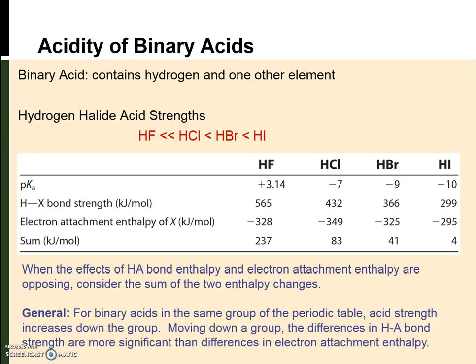And in general, for acids in the same group of the periodic table, acid strength is going to increase down the group. And this is because moving down the group, the differences in HA bond strengths are much more significant than the differences in electron attachment enthalpy. And so the differences in HA bond strength are going to be what actually determines the acid strength.